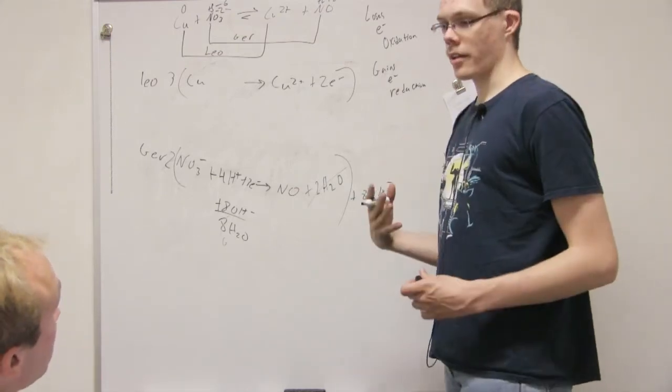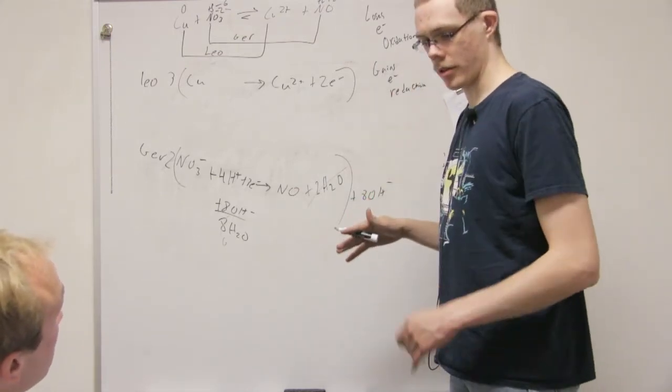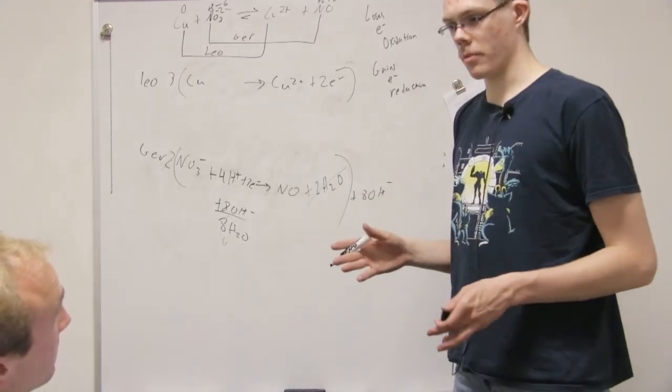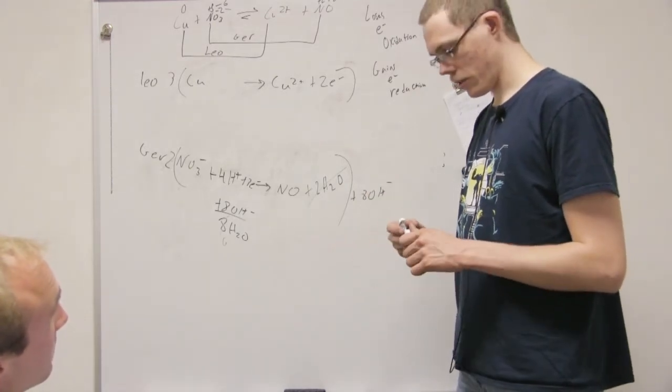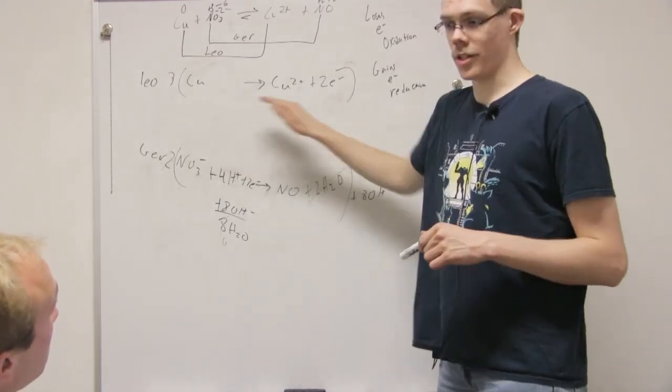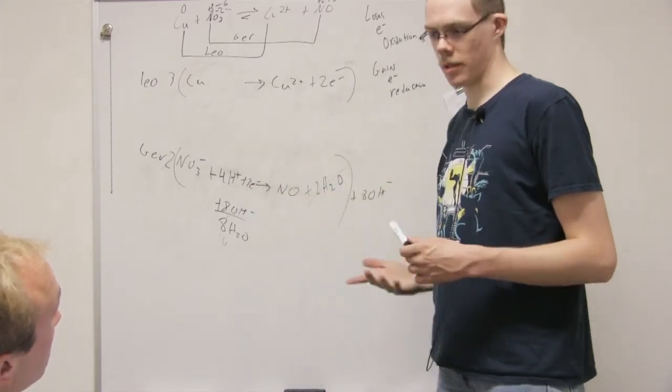And then the final way to check this, once you've done it in either acidic or basic, is when you have your final equation, look to make sure both of your charges are correct on both sides. So if you have neutral on one side, you should have neutral on the other. -1, -1, same thing. Okay.